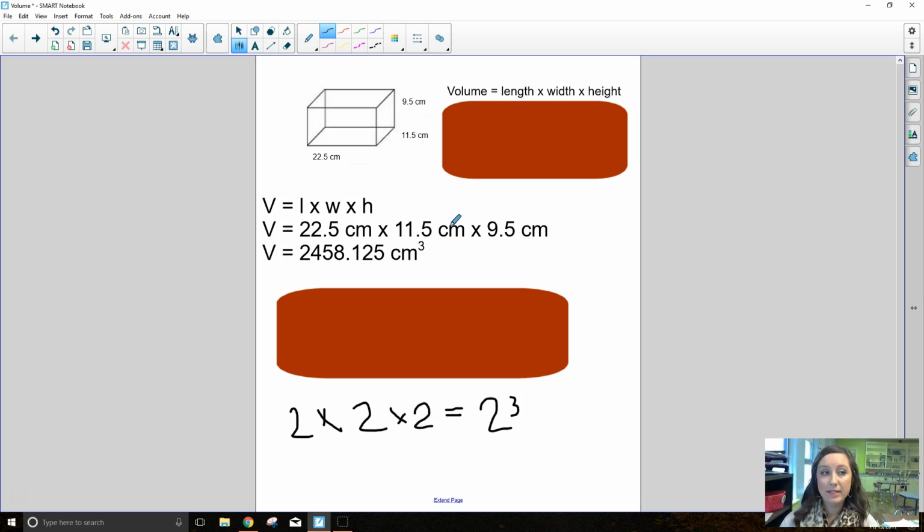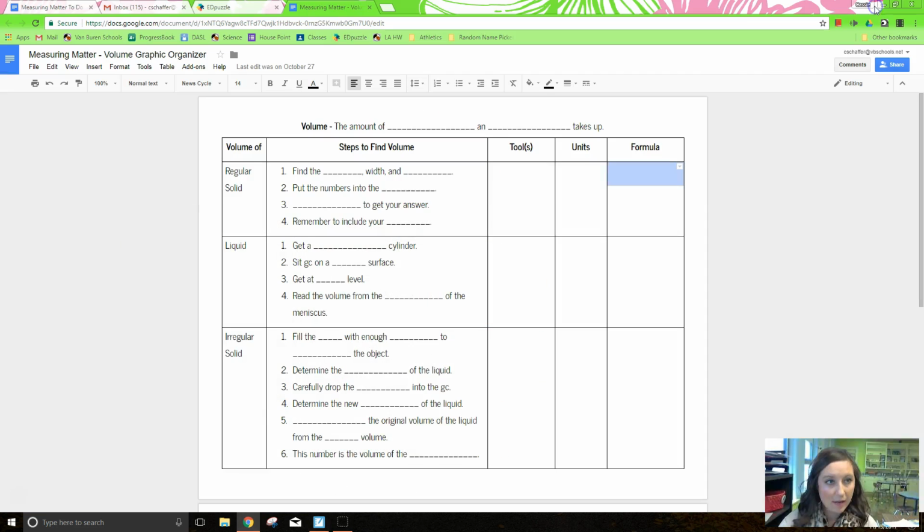I have a lot of people mess up, and a lot of times they'll say that this is squared. Remember, squared is with the 2. Cubed is with the 3. So at this point on your page, you should have your units filled out. We're going to measure length, width, and height in centimeters, and our final units are going to be centimeters cubed.